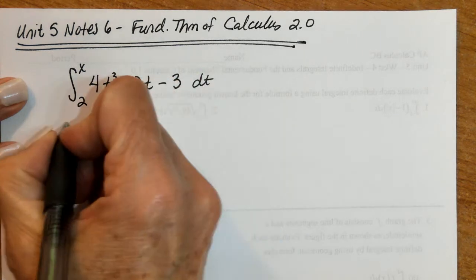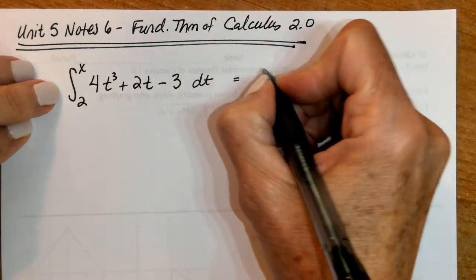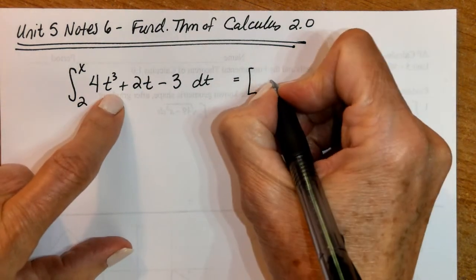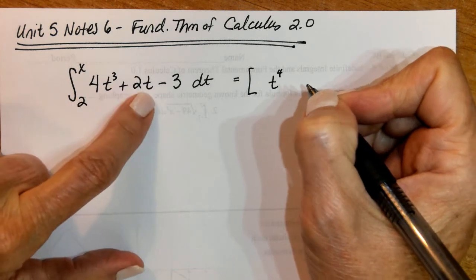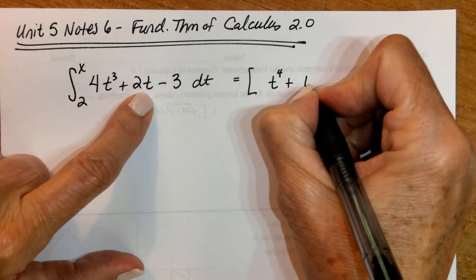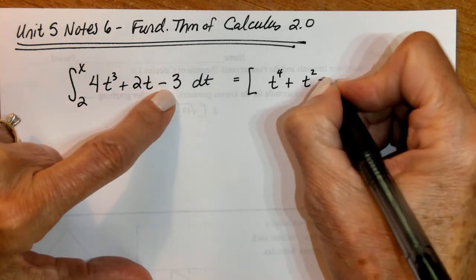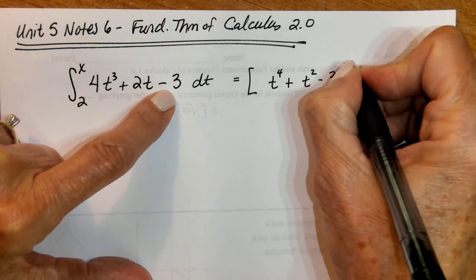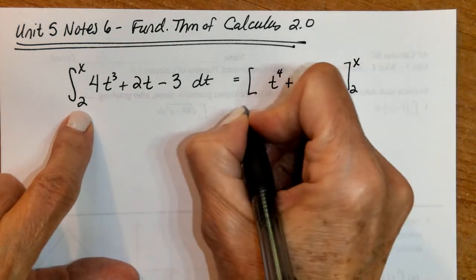Let's go ahead and do that. I think I'm going to do it over here. So I'm going to have the power rule. So t to the fourth. Raise your power by 1, divide by your new power. It's going to be a 1. Raise your power by 1, divide by your new power. It's going to be another 1. Minus 3t. And now we're going from 2 to x.